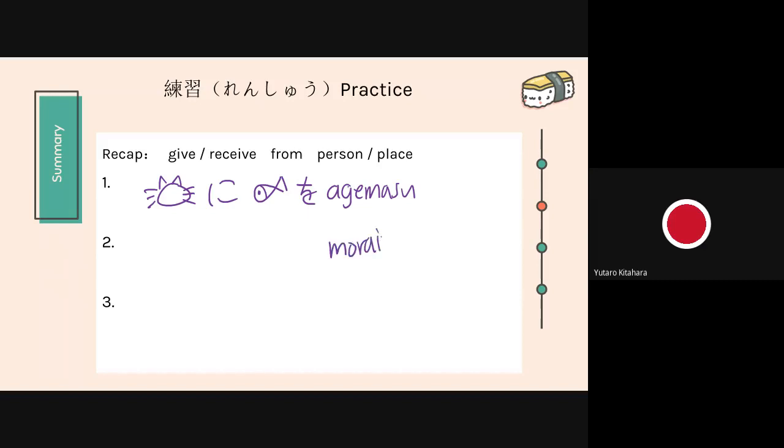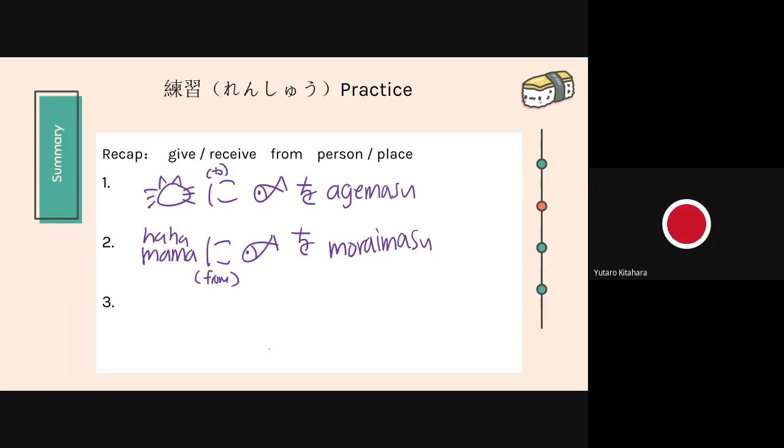If I receive, moraimasu is receive. We always use these two verbs, give and receive. I receive a fish from my mom. Haha ni, mama also can, haha better. Haha ni sakana wo moraimasu, okay? So this becomes from, why from? Because you know the verb is receive, this one is to. Give fish to cat, receive fish from mom.